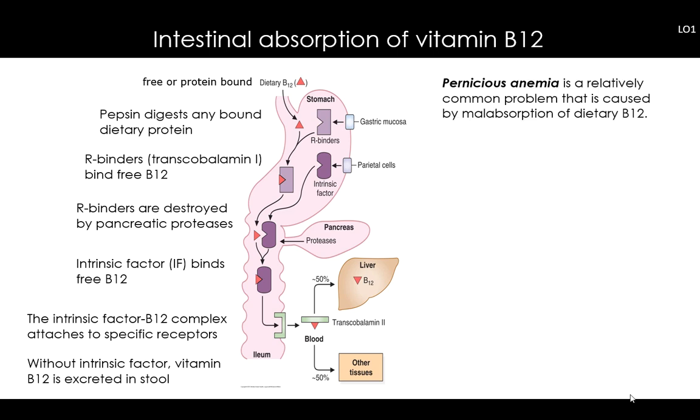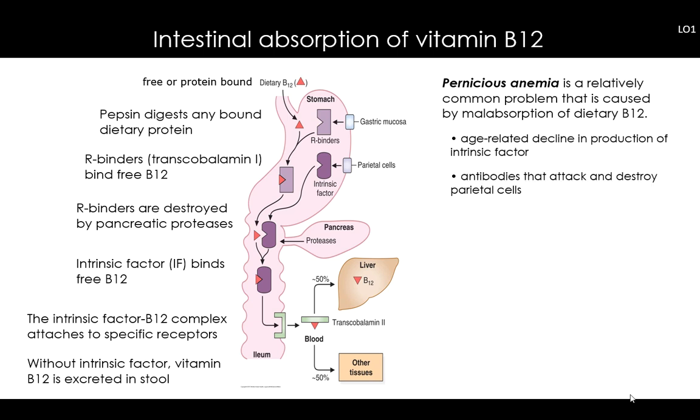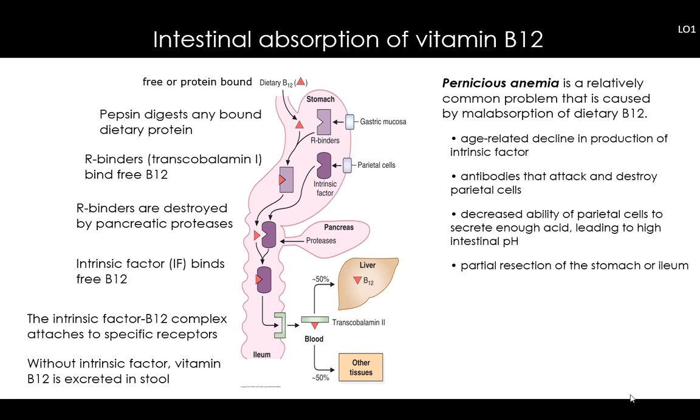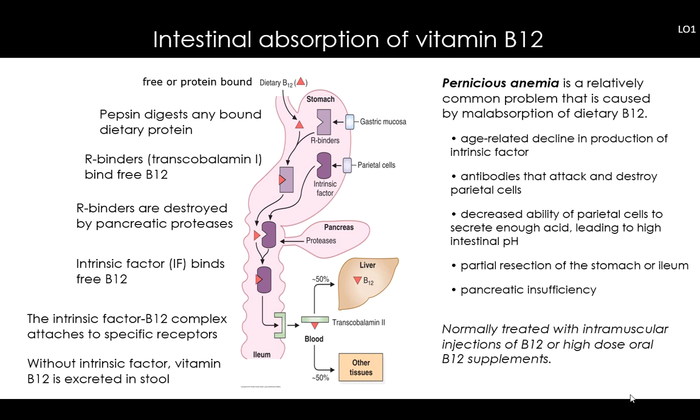Pernicious anemia is a relatively common problem that is caused by the malabsorption of dietary B12, usually from an age-related decline in the production of intrinsic factor, or the production of antibodies that attack and destroy parietal cells, or a decreased ability of parietal cells to secrete sufficient acid, which leads to a high intestinal pH, as well as partial resection of the stomach or ileum or pancreatic insufficiency. Normally, pernicious anemia is treated with intramuscular injections of B12 or high-dose oral B12 supplements.